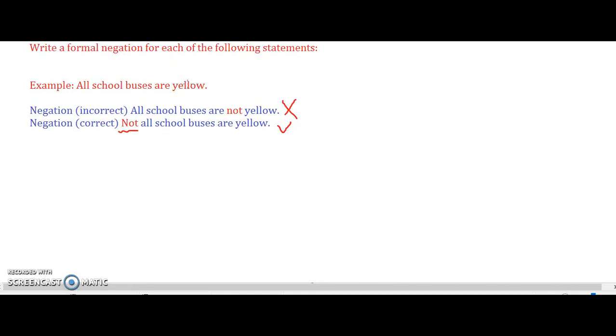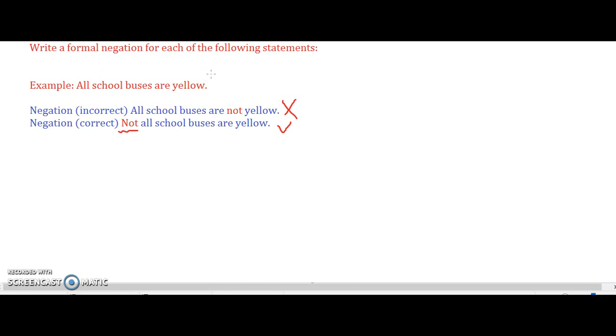Let's look at the negations of the quantified statements for any and there exists. So the example: all school buses are yellow. Now the negation, there's a common mistake. Many students thought we negate the sentence by putting not in the sentence. If they say are yellow, I would say are not yellow, and we keep all, and that would actually be false. All school buses yellow actually means every single one is yellow.